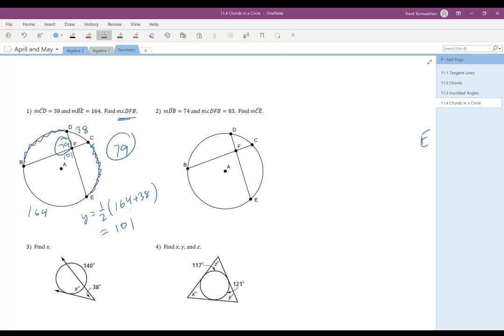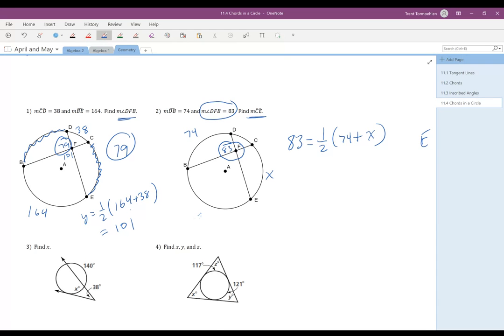All right, for number 2, you've got the measure of arc DB is 74. The measure of angle DFB, this one right here, is 83. Oh, my bad, measure of angle DFB. And so this angle right here is 83, and you want to find out what the measure of arc CE is. Well, this is one where you're going to have to do some algebra. This angle is an angle at the intersection of two chords inside a circle. So that angle, 83, is equal to the average, or 1/2, times the sum of the two arcs it intercepts. So you can just write an algebraic equation: 83 equals 1/2 times (74 plus x).